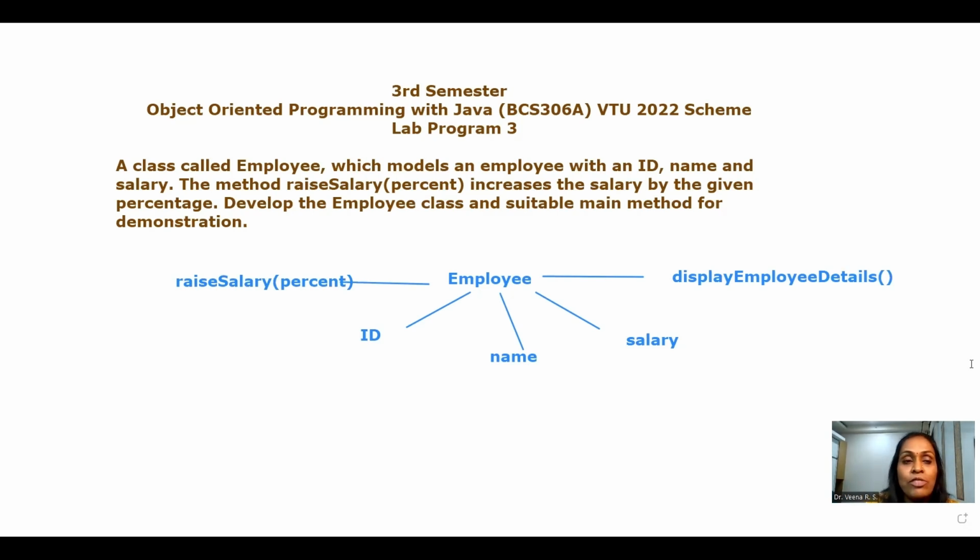So virtually we have shown it in this diagram: there is a class called Employee. It has three instance variables like ID, name, and salary, and it has two different methods. One is to raise the salary and one is to display the employee details.